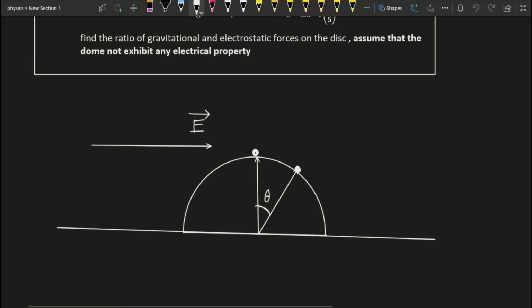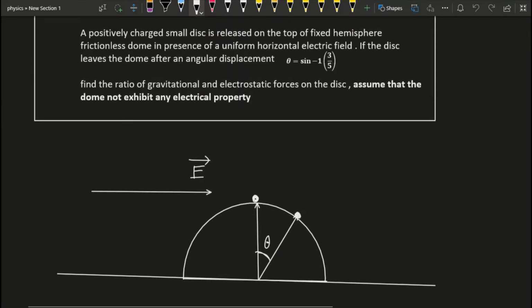So this is the electrical dome here, and this dome does not have any electrical properties. You can clearly see there is a positively charged disk placed on the top of the dome, and the electric field is applied in the positive x direction as shown in the figure. At the angle theta equal to sine inverse 3 by 5, this small disk may lose contact with the dome. Here we are required to find the ratio of gravitational and electrostatic forces on the disk. So now let us proceed to the solution.